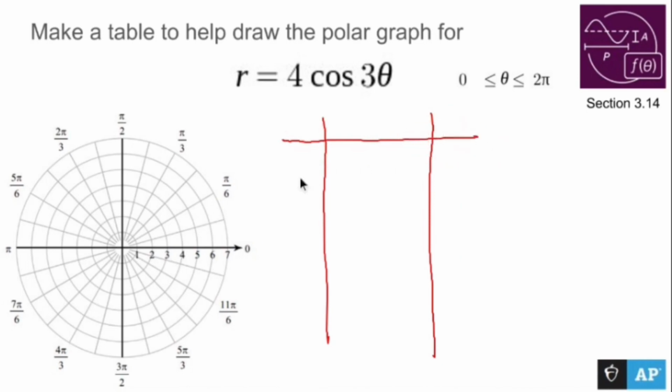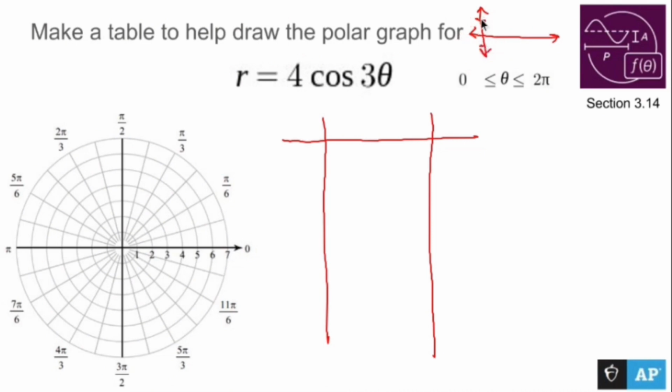So I'm going to make a table. In a previous example, what I did is I graphed the polar graph by making the actual graph of the sine or cosine function, whatever it was. Now, this is r equals 4 cos 3 theta.